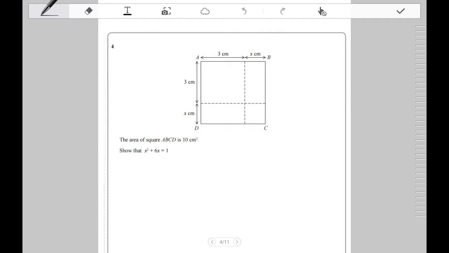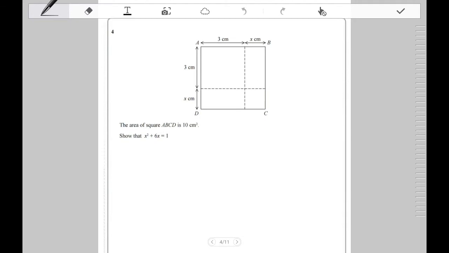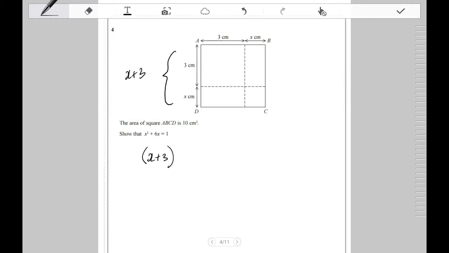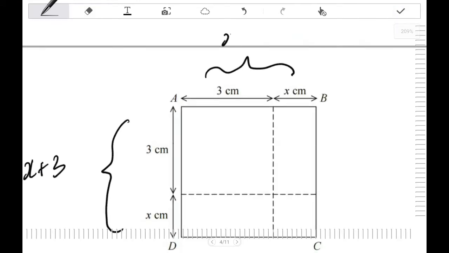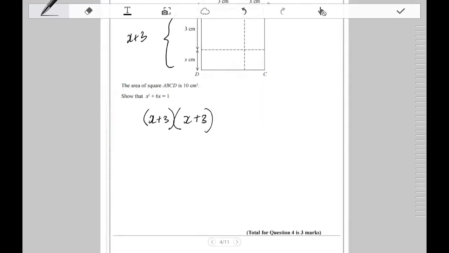Okay, next question, question 4. The area of square ABCD is 10 centimeters squared. Show that x squared plus 6x equals 1. Obviously the area of a square is the length times the width, or the length times itself, because they're the same. So we can write that as x plus 3, which is this length here, multiplied by x plus 3, which is this length here as well.